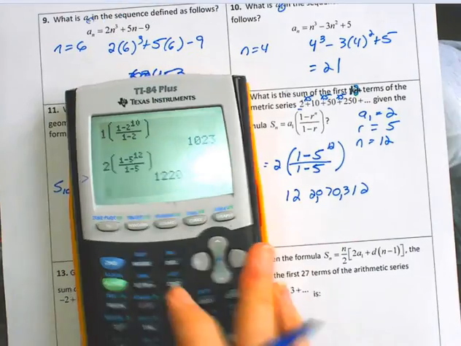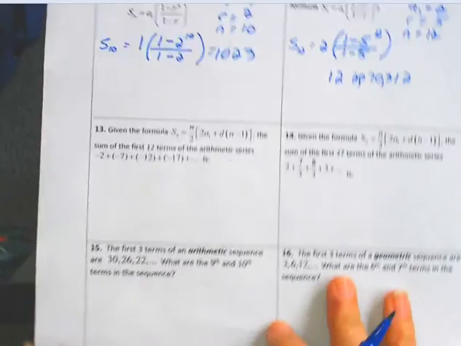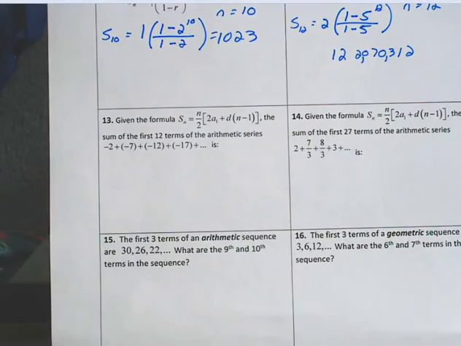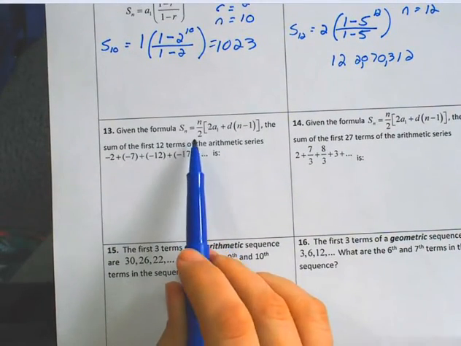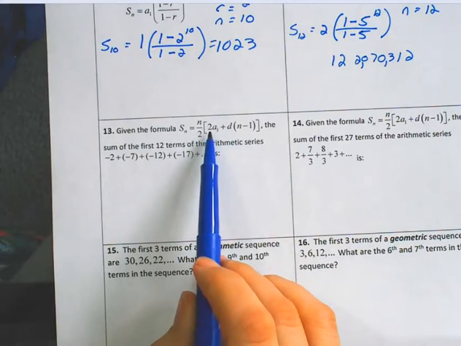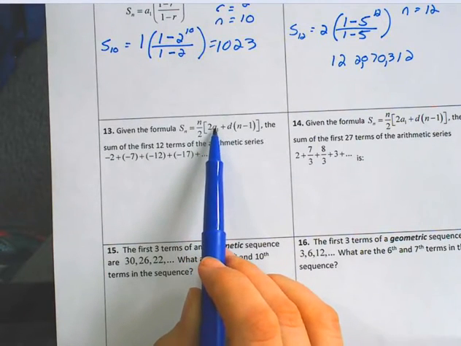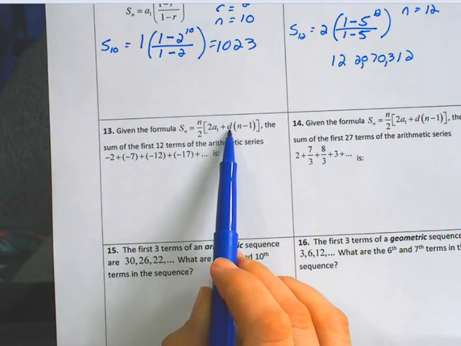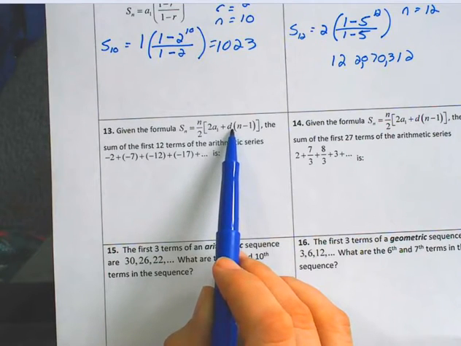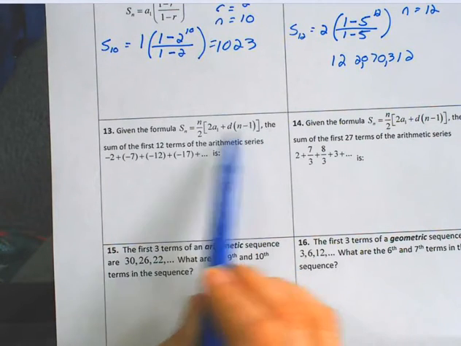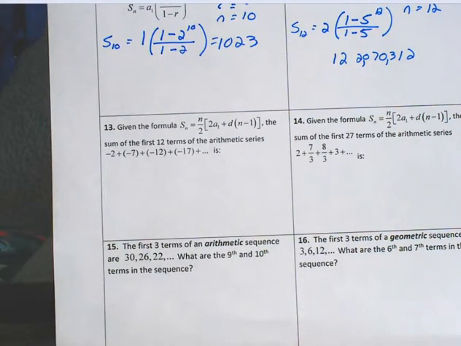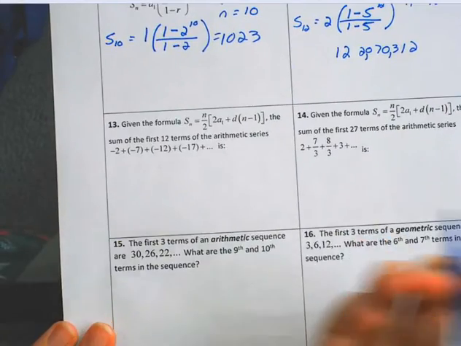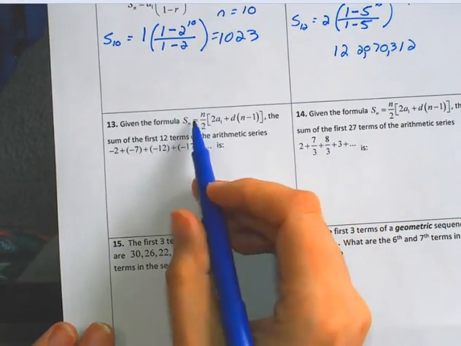Okay, let's keep going. Given the formula S sub n equals n over 2 times the quantity 2 times a sub 1 plus d, which is our common difference, times the quantity n minus 1, find the sum of the first 12 terms of the arithmetic series. Again we're adding, but this time it's the arithmetic series. They've already given us the formula, so let's look at all the pieces we need.